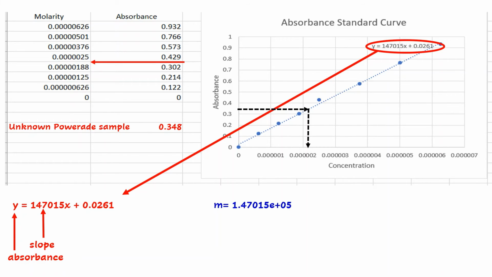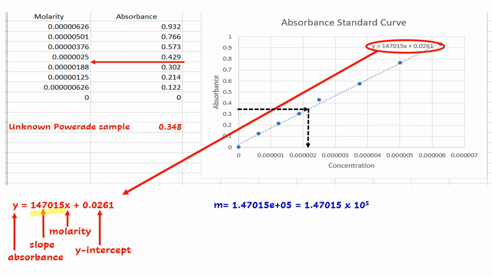You need to remember that e is the shorthand that the LabQuest is using to mean times 10, same way that a calculator sometimes uses that symbol to indicate times 10. The plus 0.5 means that it is to the 5th power. So that's the same thing as saying 1.47015 times 10 to the 5th power. And if you take it out of scientific notation, that's the same value that is written here for m using the value from the Excel spreadsheet. X is going to equal the molarity, or the concentration, which is what's on our x-axis. And then the last number there is the y-intercept.